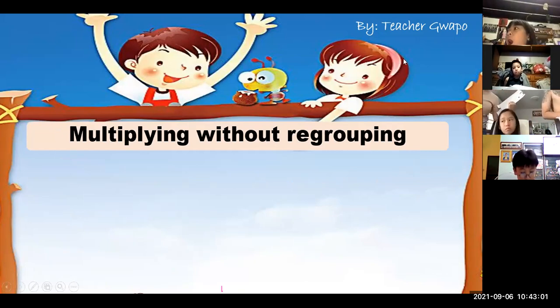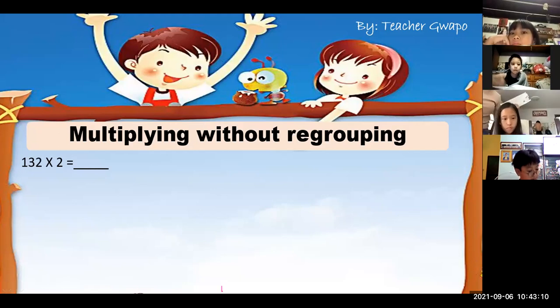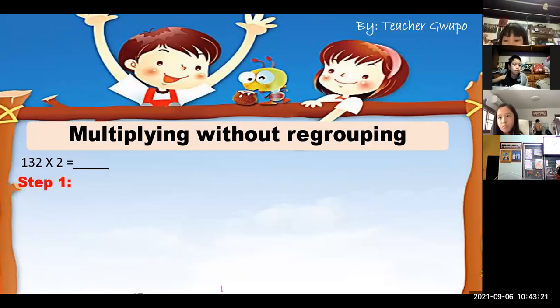Okay, we will not rename the numbers. Let's say, for example, now in your book, you will see there 132 times 2. Now, if we multiply, we will need to use the steps on how to do it. Step number 1. Because a while ago the numbers ended with 0, right? Now here you can see the number is 132. This is not only 100. If it were 100, it's very easy. 2 times 1, it's easy. But now there are other numbers here.